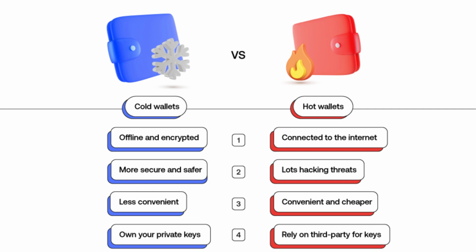Long-term storage. Cold storage is ideal for long-term storage of cryptocurrency holdings, offering peace of mind knowing that assets are safely stored offline for extended periods.